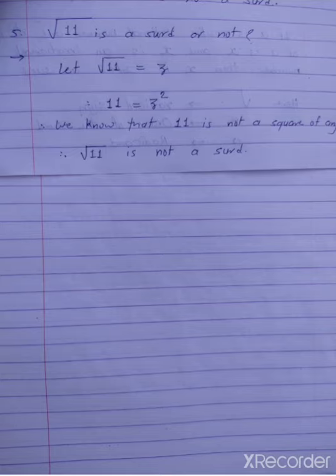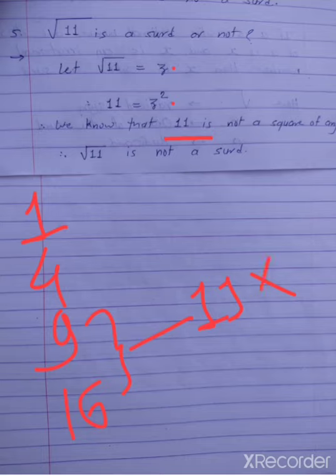Square root of 11 is, suppose, equal to z. Now take square on both sides. So 11 is equal to z square. You know this 11 is not a square number. You know all square numbers: 1, 4, 9, 16. So 11 lies somewhere between 9 and 16. So 11 is not a square number.